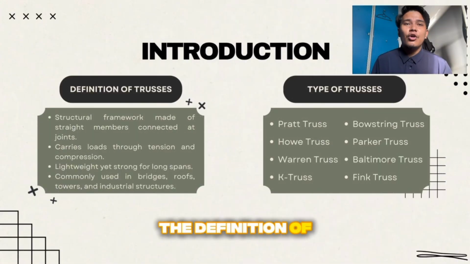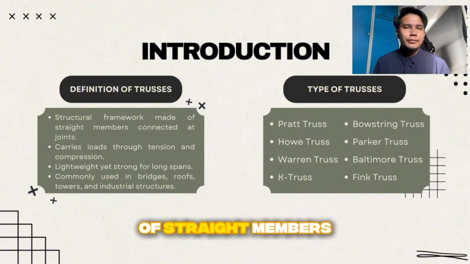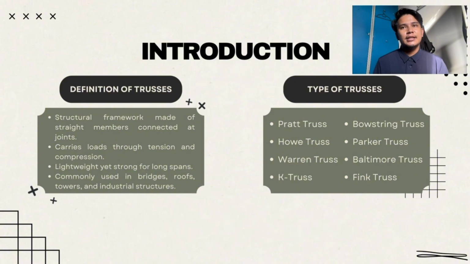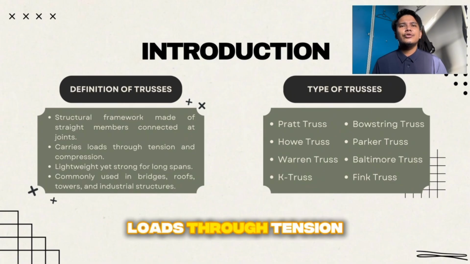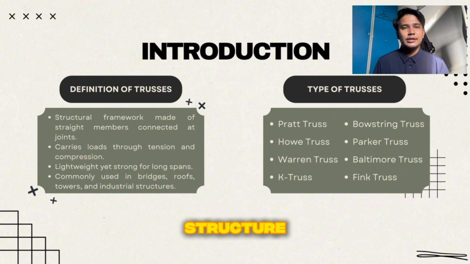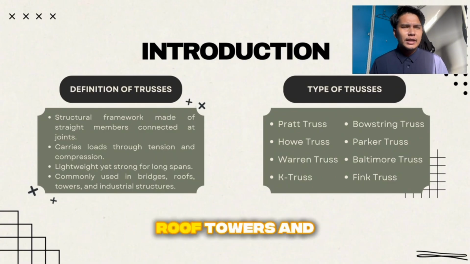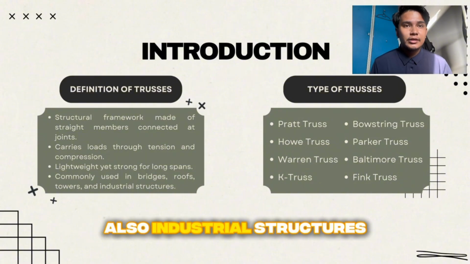What is the definition of trusses? Trusses is a structural framework made of straight members connected at joints, and it carries loads through tension and compression. Trusses are mostly lightweight yet strong for a long span structure, and trusses are usually used for structural work that require a long span. Last but not least, trusses are commonly used in bridge, roof, towers and also industrial structures.